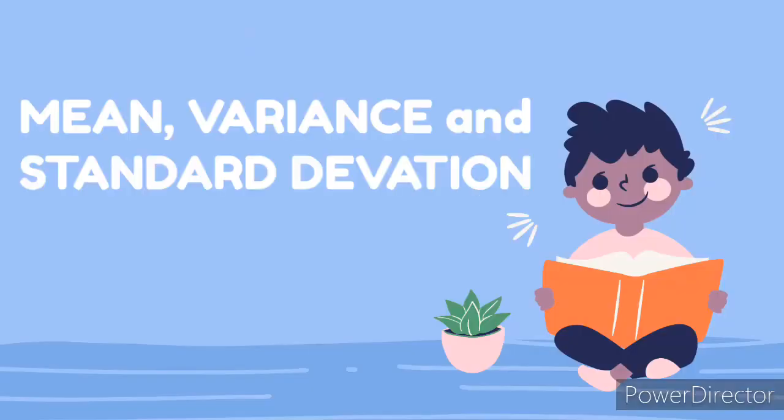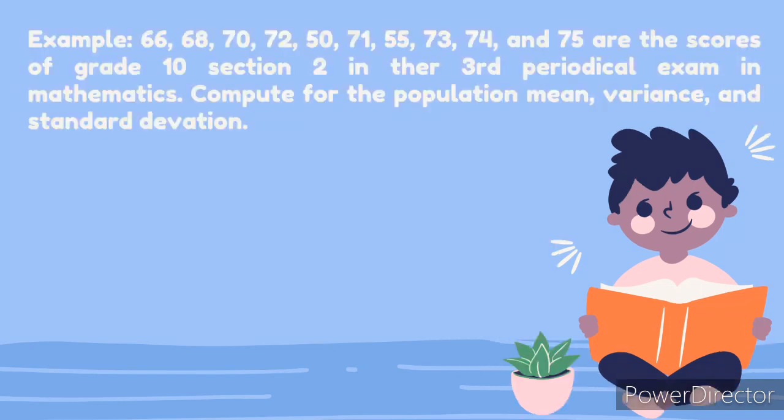So ngayon, gagamitin natin yung mga formulas para makuha yung mean, variance, at standard deviation. May hinanda akong question para makuha ito. Example, 66, 68, 70, 72, 50, 71, 55, 73, 74, and 75 are the scores of grade 10 section 2 in their third periodical exam in mathematics. Compute for the population mean, variance, and standard deviation.